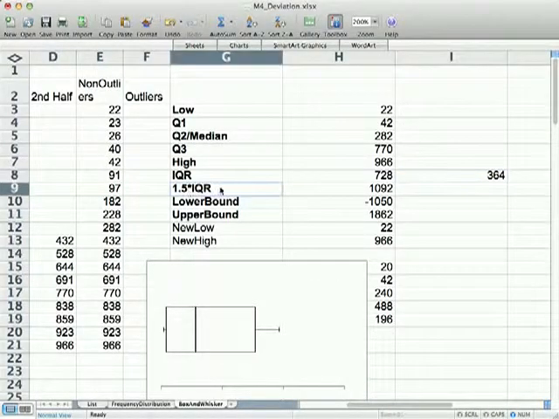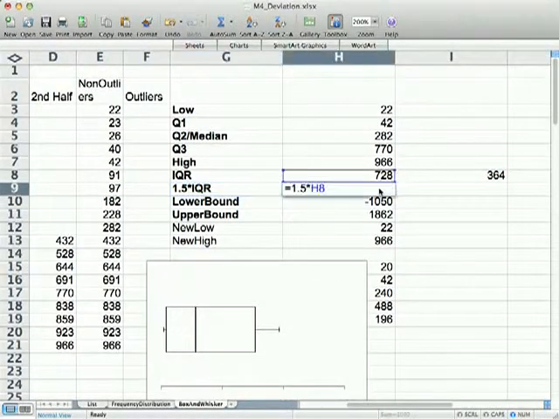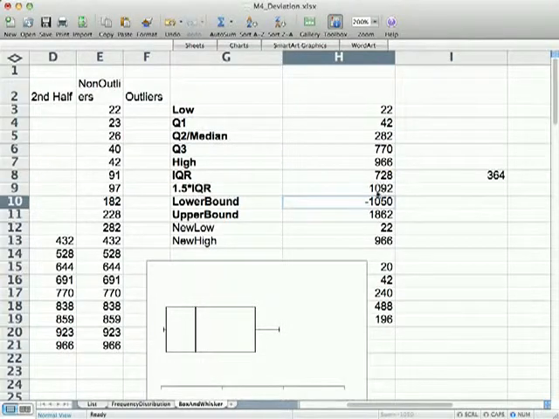So I ended up taking my interquartile range and multiplying by 1.5. All right, 1092. And then I said, well, my lower bound would be quartile 1 minus that 1092. That's where I got here. My upper bound would be quartile 3 plus that 1.5 times the interquartile range, 1862. So any outliers would have had to be less than this number or more than that number.